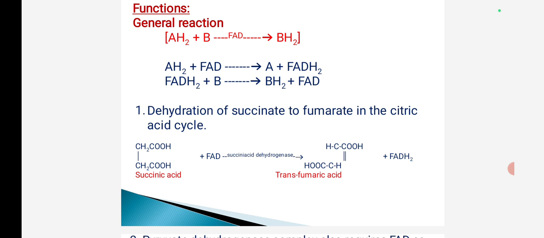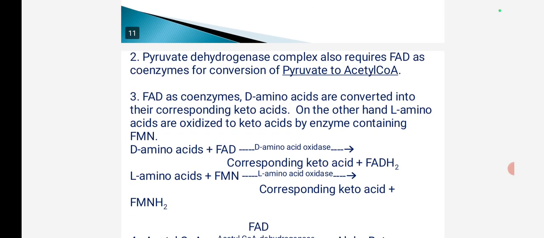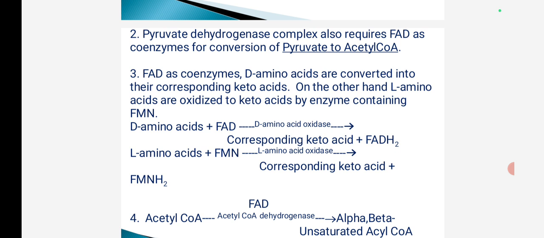First example, dehydrogenation of succinate to fumarate in the citric acid cycle. Succinate reacts with the oxidized form of FAD in the presence of succinate dehydrogenase enzyme to form trans fumaric acid or fumarate plus FADH2. Second example, pyruvate dehydrogenase complex also requires FAD as a coenzyme for conversion of pyruvate to acetyl-CoA.